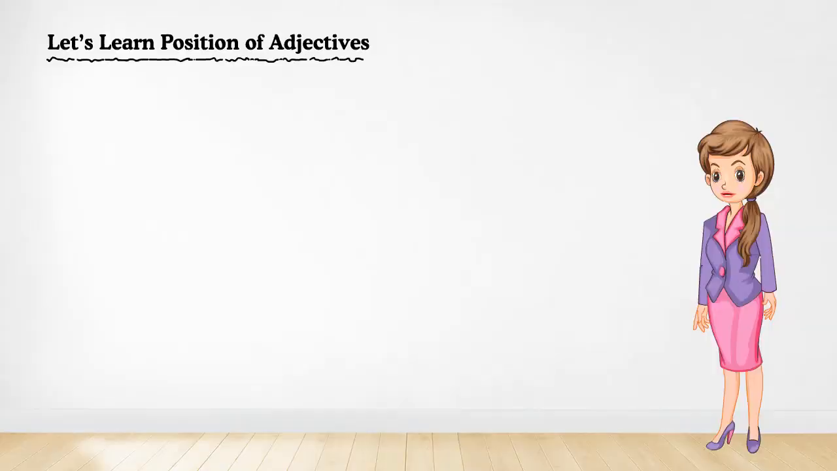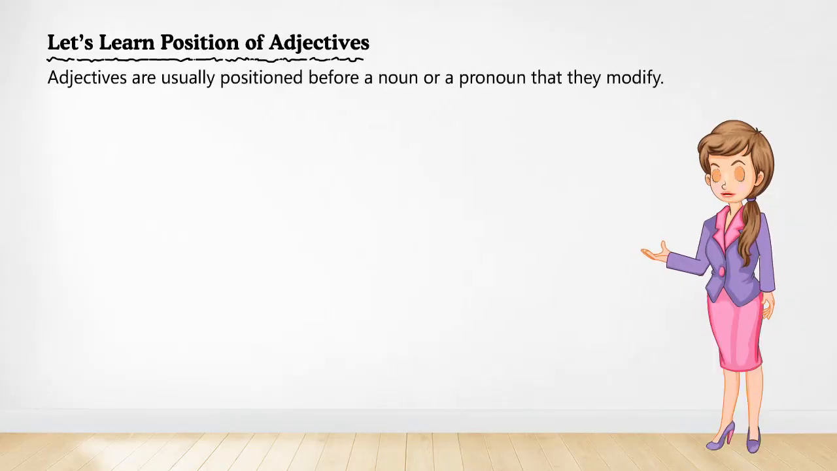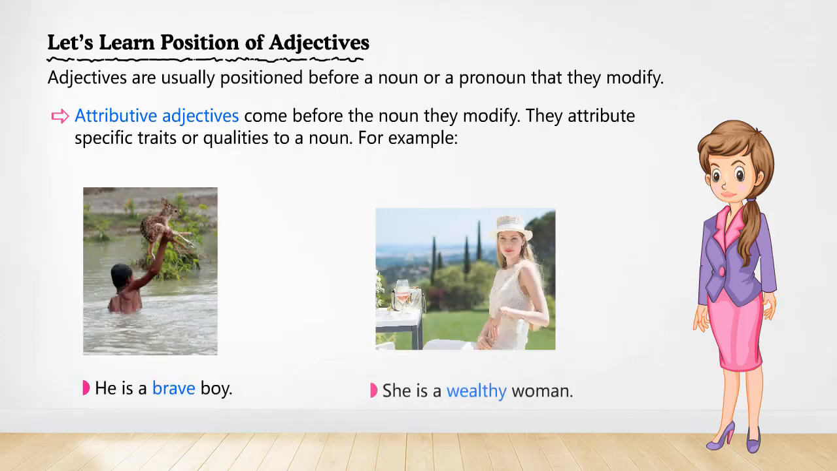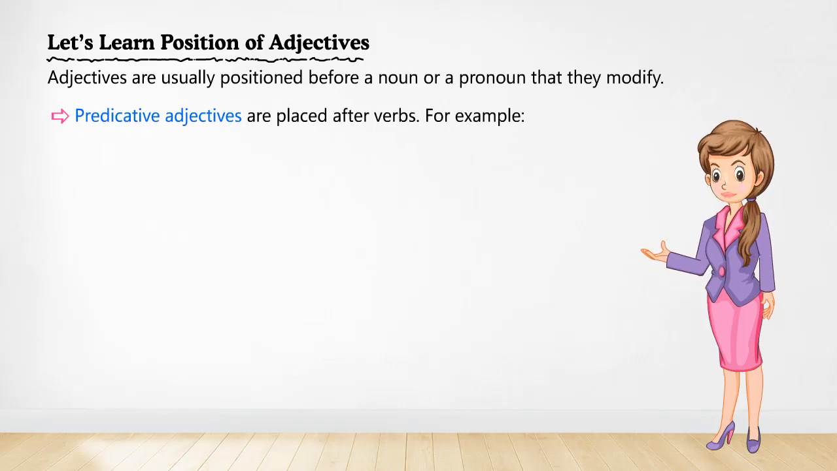Let's learn position of adjectives. Adjectives are usually positioned before a noun or a pronoun that they modify. Attributive adjectives come before the noun they modify. They attribute specific traits or qualities to a noun. For example, he is a brave boy. She is a wealthy woman.